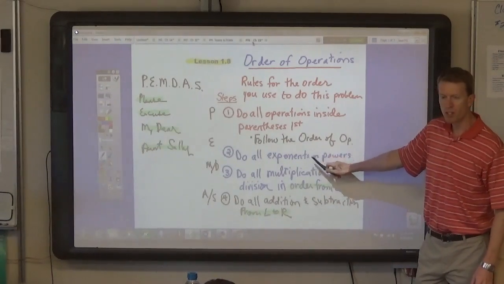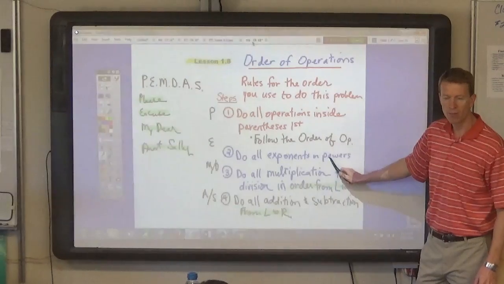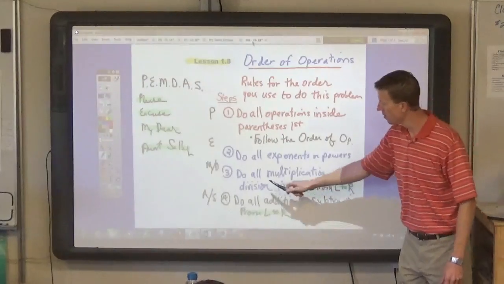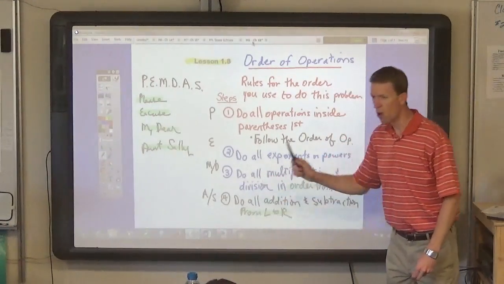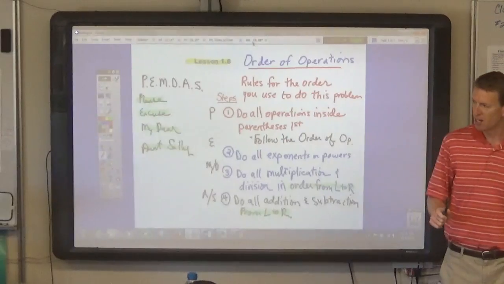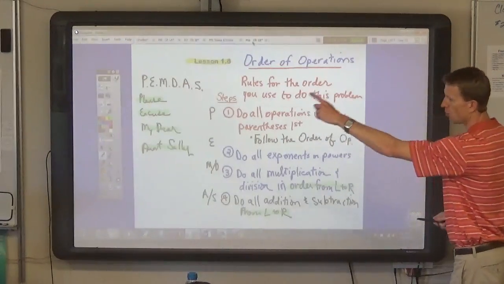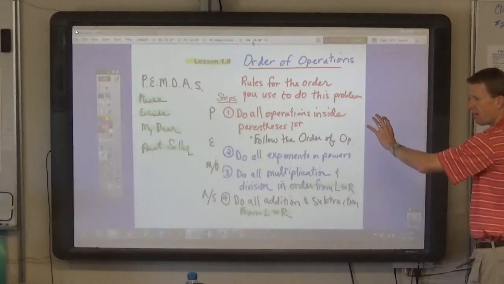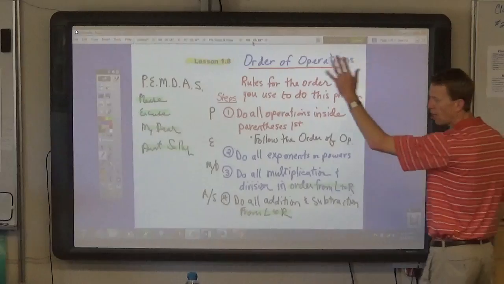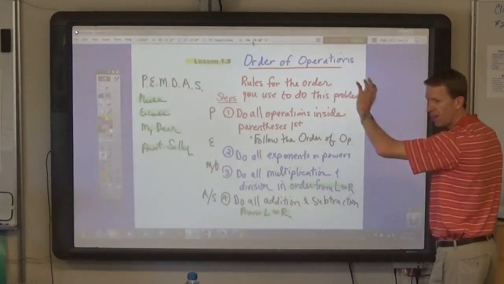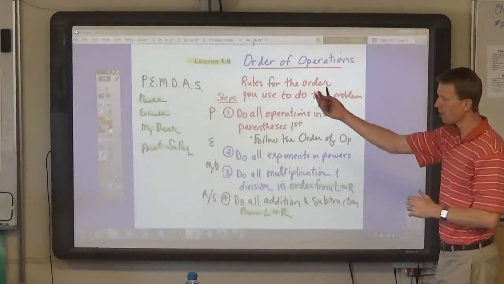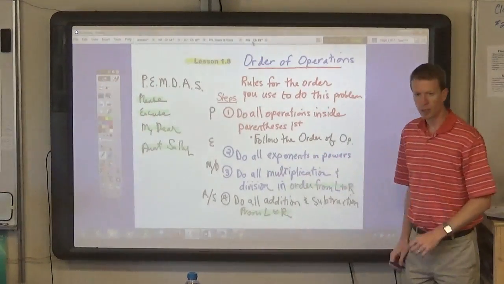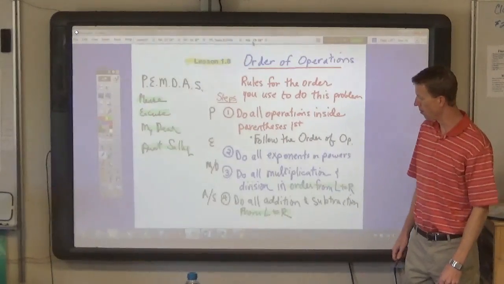If there are any exponents or powers in the problem, you do all of those first. Okay? Then, step 3 is to do all multiplication and division in order from left to right. So, if there's division, and then multiplication, and then more division, you start on the left, do the division, and then the multiplication, and then the division. Whatever comes in order, from left to right, in the division and multiplication problems.